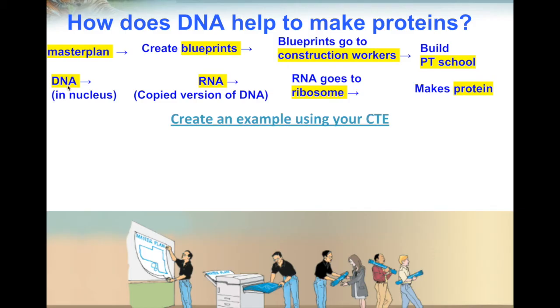What would be the DNA, the instructions? What would be the copied version of it? Or how would you copy it? Who would it go to? And that's the ribosome. And what would they make with those instructions?